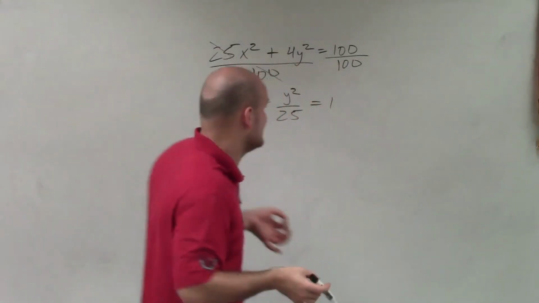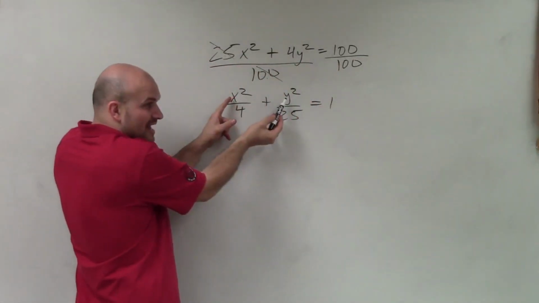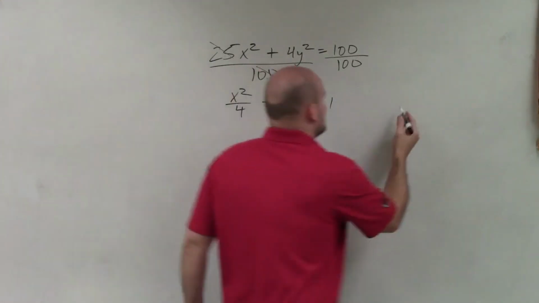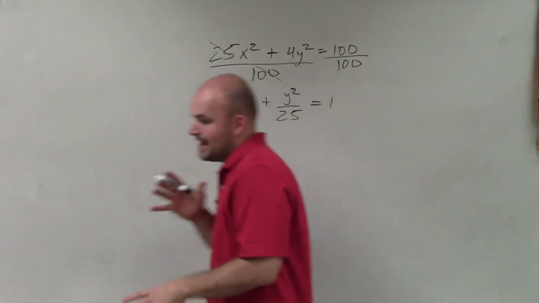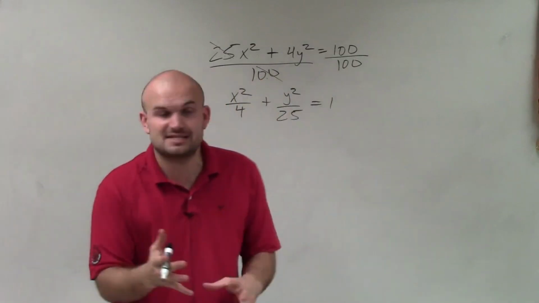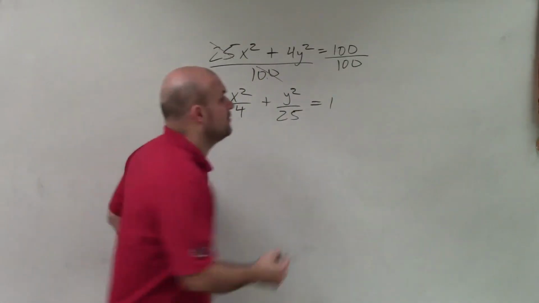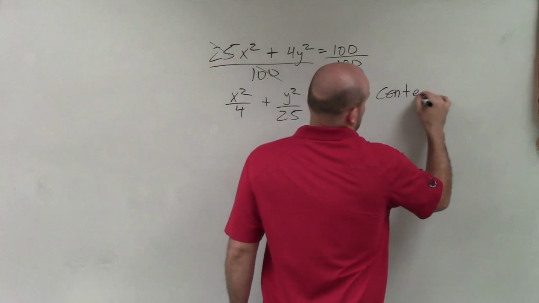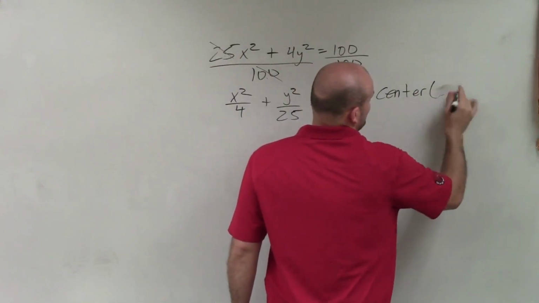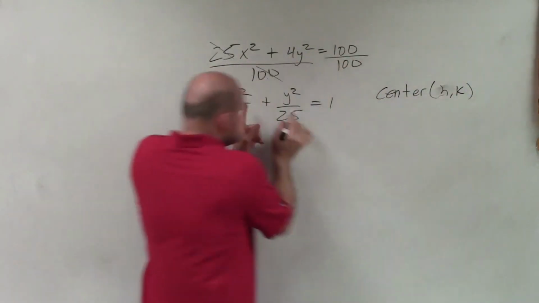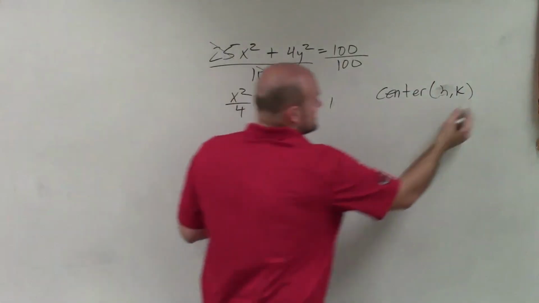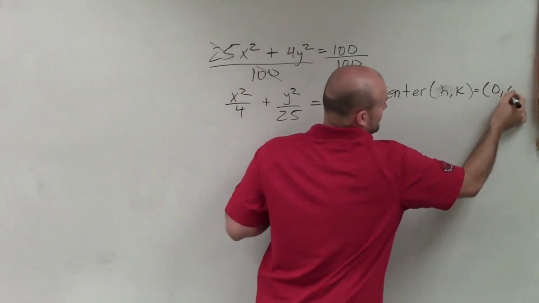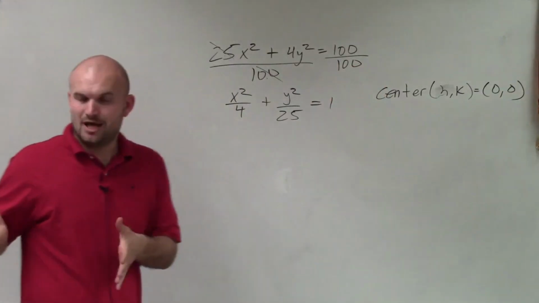And one thing I notice is I don't have an h and a k, right? Because when we're looking at that standard form, x minus h squared, y minus k squared, we don't have an x and an h. So therefore, the center is always in the form of h comma k. Well, since there's no h and k's for this, my center is going to equal 0, 0. And that's going to be very nice and helpful.